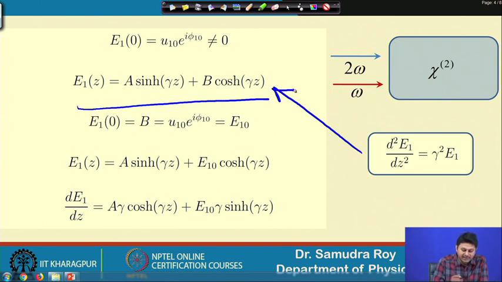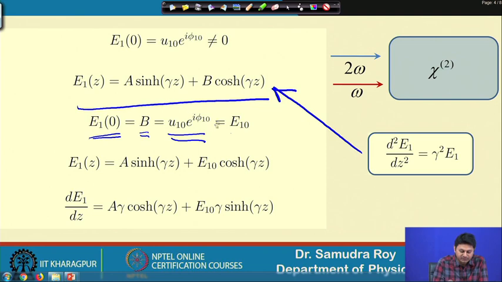If I put z equal to 0 here, then on the left hand side we have E10, that means the value at z equal to 0. If I put z equal to 0, the sinh term will not be there and the cosh term tends to 1, and then we will have only B. So, E10 is equal to B, and this B should be equal to U10 e^(iφ10), which in general I can write.